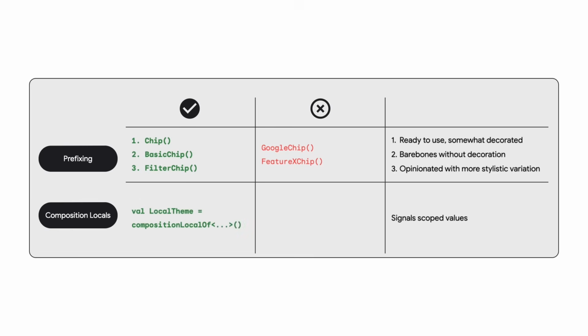Composition locals provide global-like values scoped to a specific subtree of composition. To signal this, they should hold a descriptive name and use local as prefix.